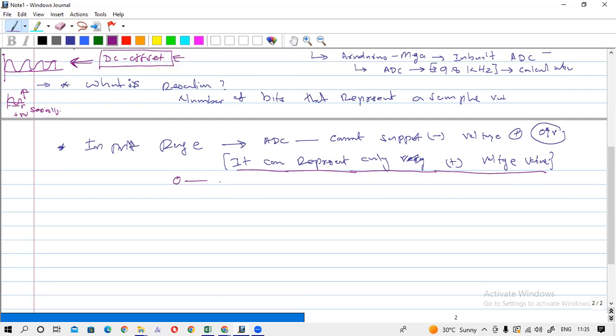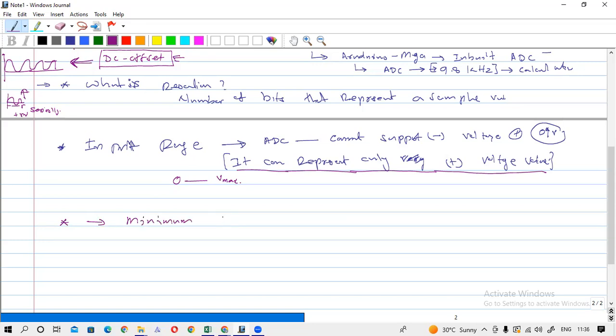Some ADCs are 12 volts, some ADCs are 5 volts, 7 volt, 8 volt, like this. Normally, this maximum voltage depends on the ADC type. So that is the input range, 0 to some maximum voltage value. That is the input voltage range.